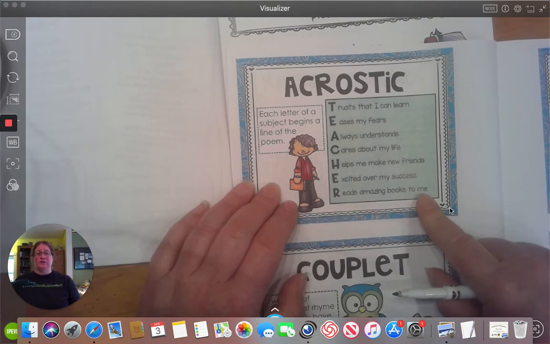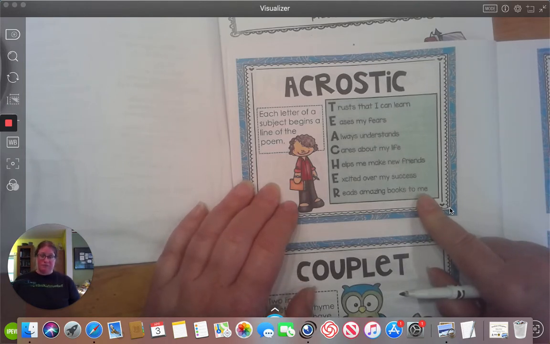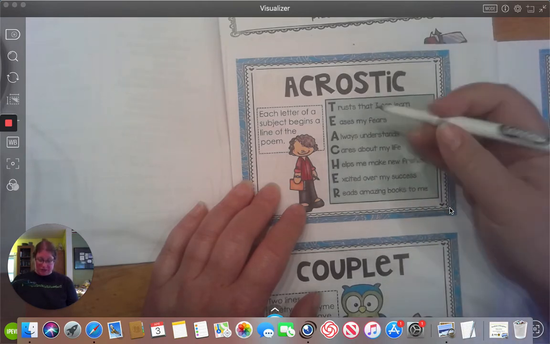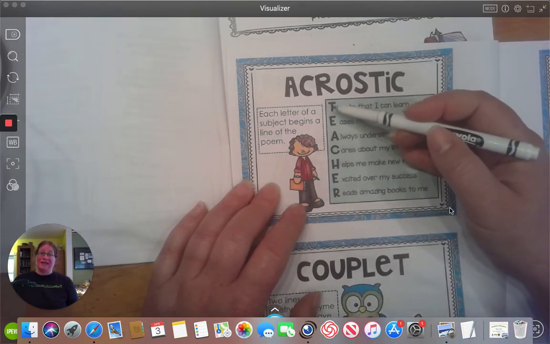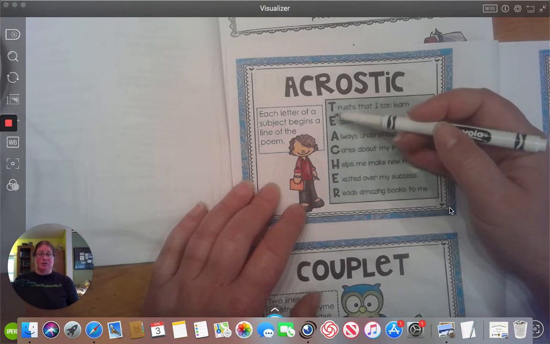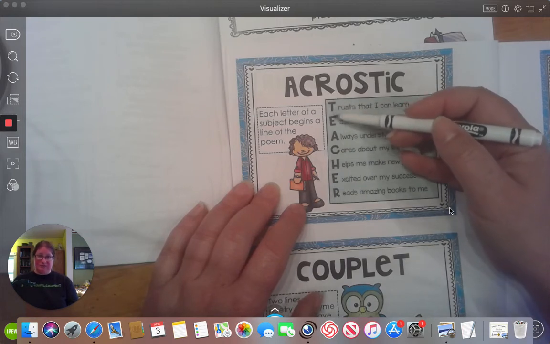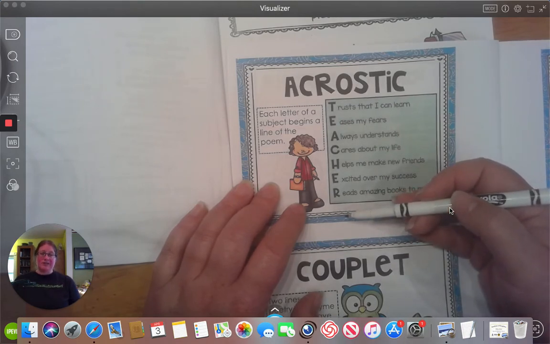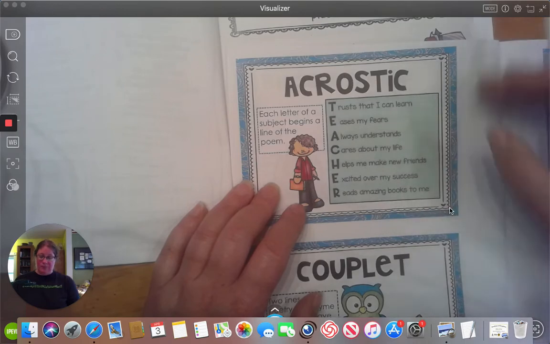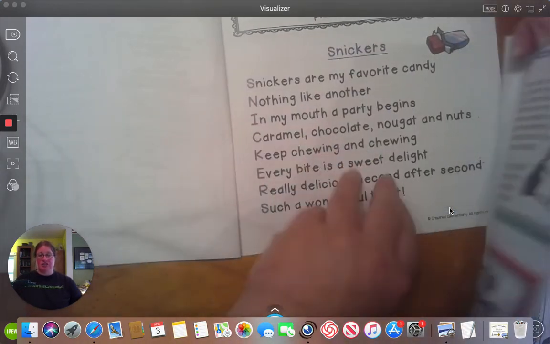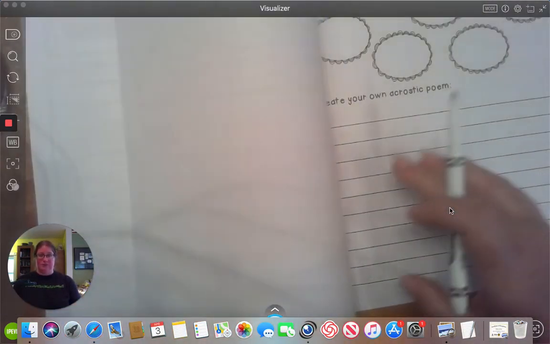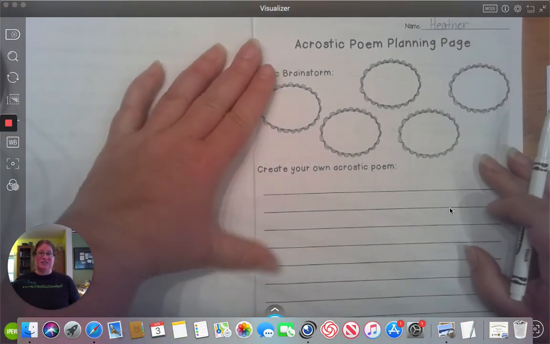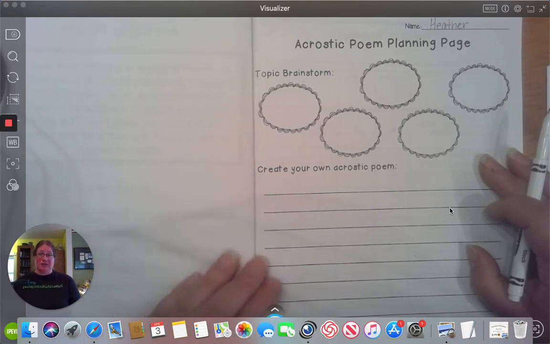Now, what do you notice about this poem? Can you tell me? Do you notice that the word teacher is all in capital letters and is written vertically? So we're going to try this poem out and we're going to practice writing one together today. So if you turn your page in your other workbook, you should have a page that looks just like this. And this is our acrostic poem planning page.